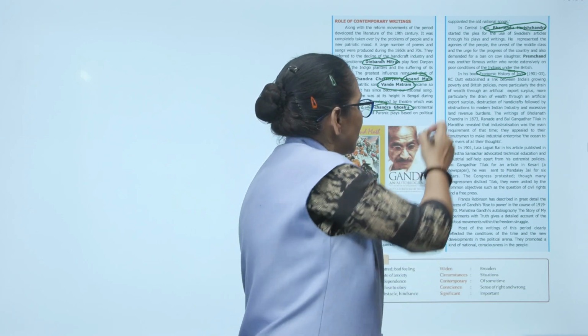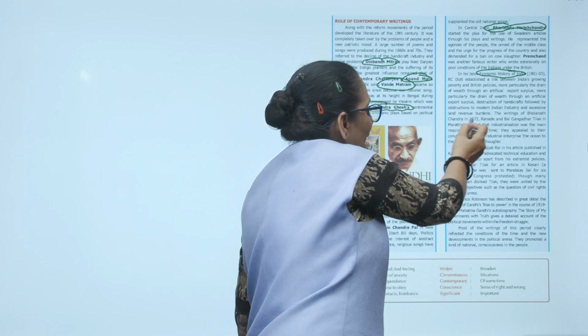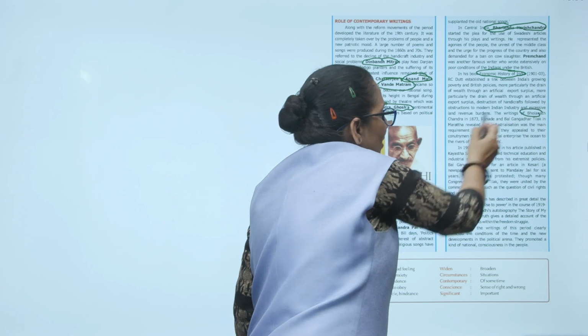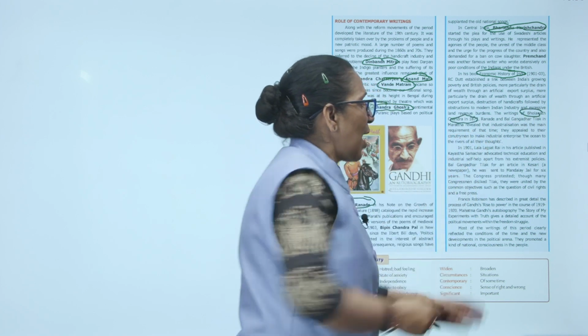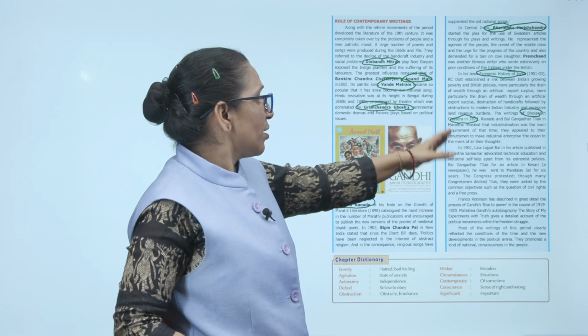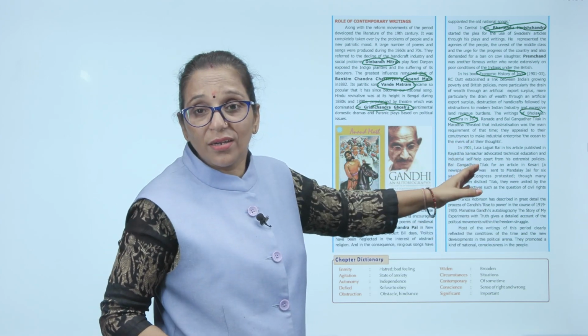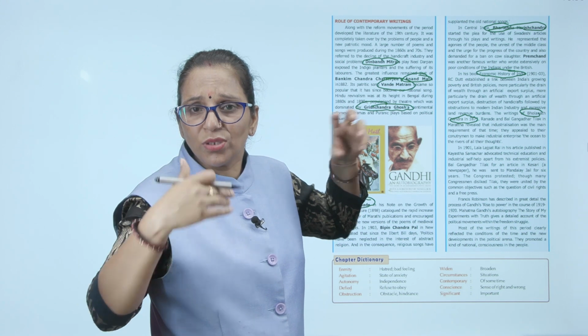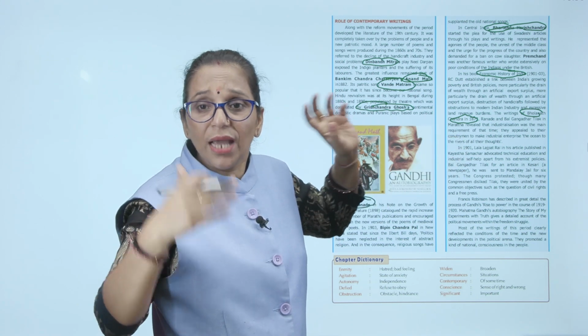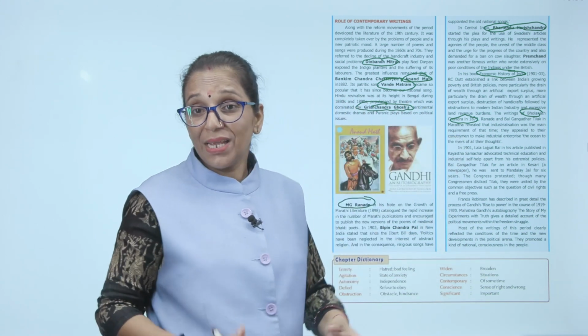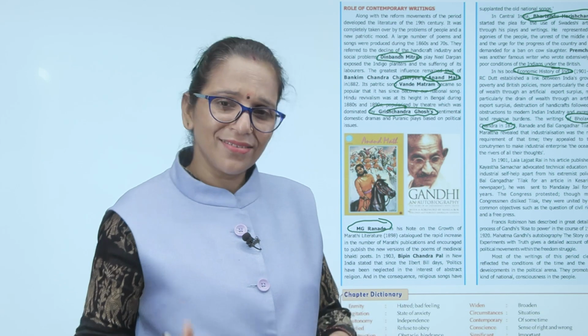Then in 1873, the writings of Bholanath Chandra, Ranade and Bal Gangadhar Tilak in Marathi revealed that industrialization was the main requirement of that time. They appealed to their countrymen to make industrial enterprise the ocean of the river of all their thoughts. Then only can industries grow up.